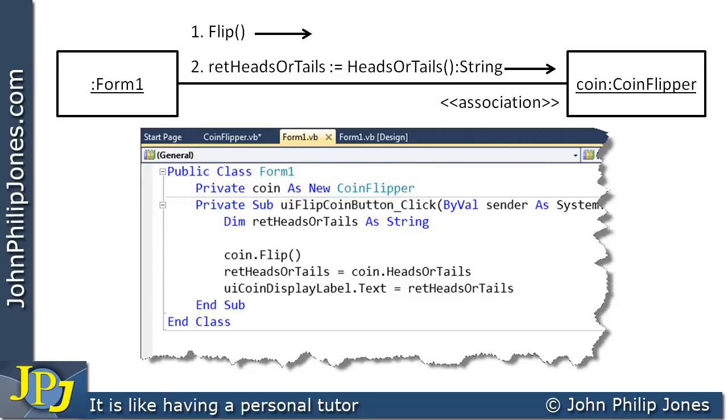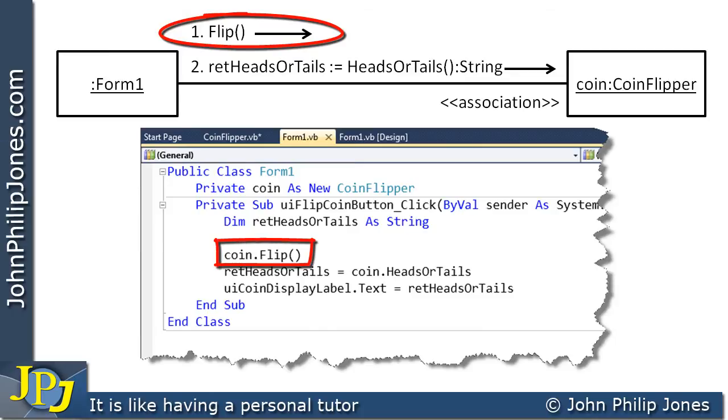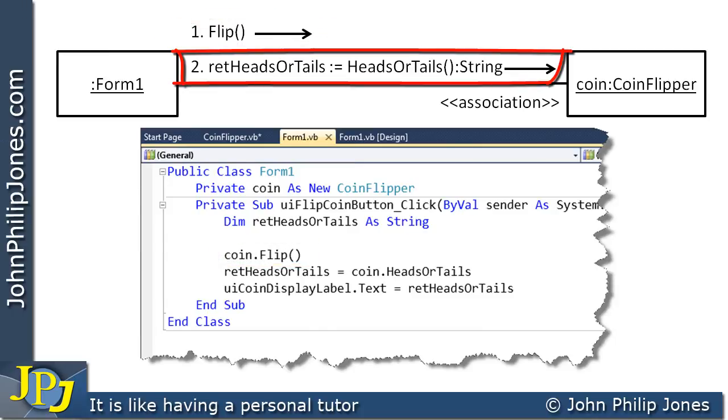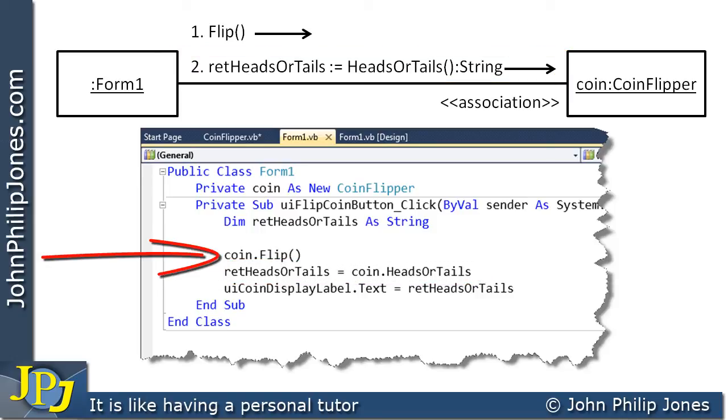The next thing we need to do is to have a look at message 1, which is this flip here. Now where does that appear in the code? Well, it's this line. What about the second message here that appears in the collaboration diagram? Well, that is this line of code here. So this one is message 1 and this one is message 2.